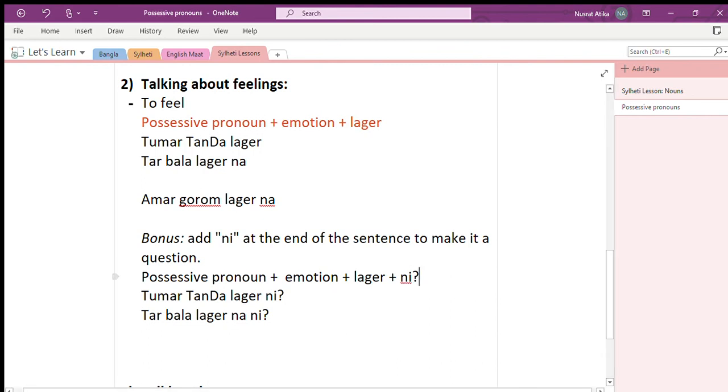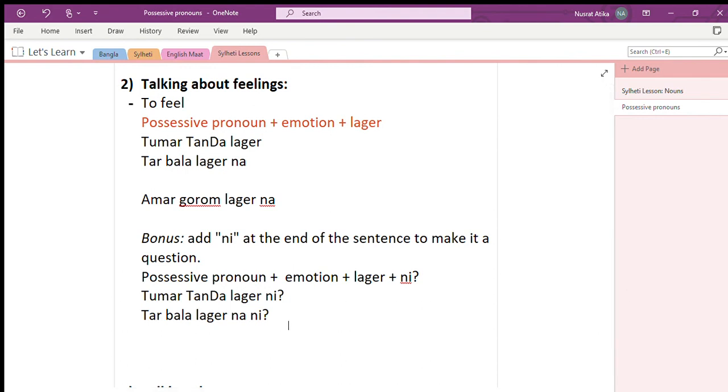Okay, here we go. So tumar tanda lager, we talked about this before. You feel hot, you feel cold, and then ni, which literally means are you feeling cold? Tumar tanda lager ni. Are you feeling cold or do you feel cold? Tar bala lager na. So he's not feeling good. Ni. Is he not feeling good? Do you get it? Tar bala lager nani.